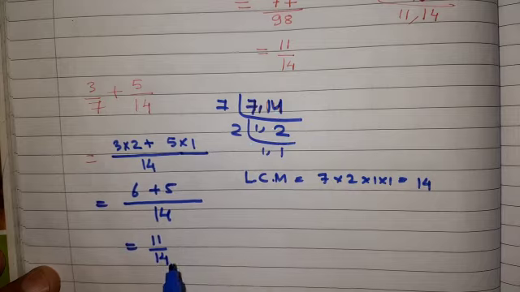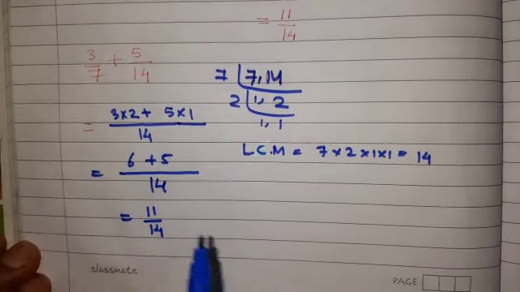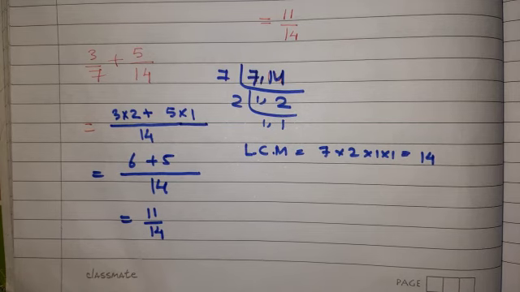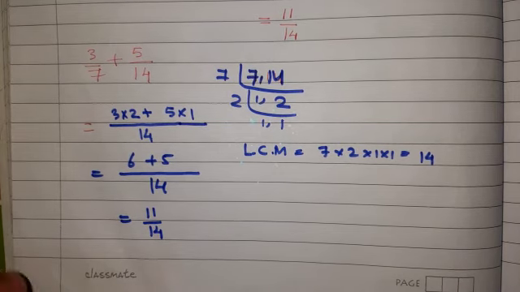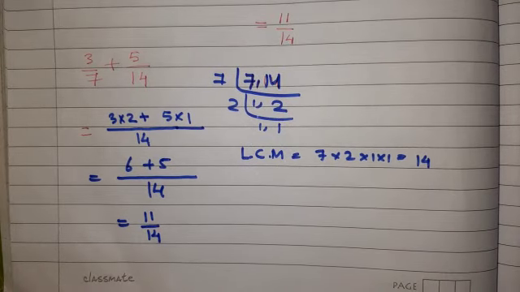11, and the other one is 14. Did you see here? Yes, 11 over 14. Wow, the answer is right. Using both the methods, okay? Yes, sir. Both the methods, the answer is right, okay?